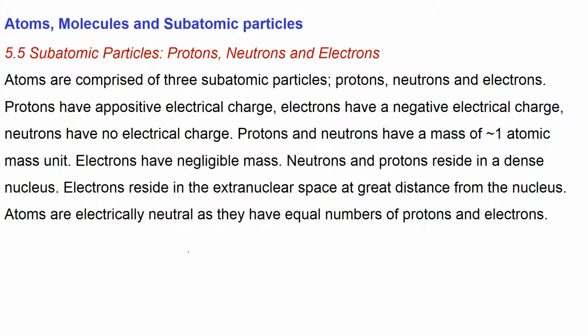Electrons exist at a great distance from the nucleus of the atom, and they orbit the nucleus kind of like planets around the sun. What keeps them in that orbit is the attraction between the negative electrons and the positive protons.